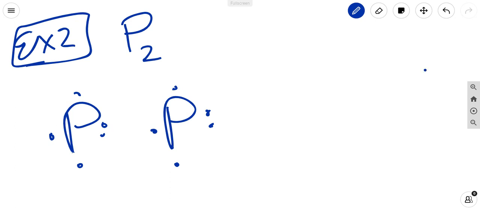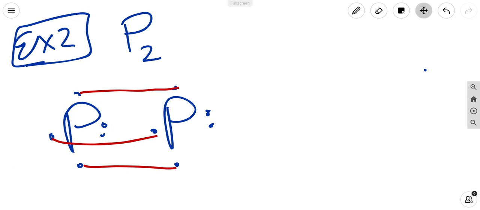So now take a look at each one and think about, well, what does each need to become stable? Well, this phosphorus needs 1, 2, 3. This guy also needs 3. So where are they going to get those 3 from? Well, since they each need 3, they're going to form not a single bond, not a double bond, but they're going to form a triple bond. So they're going to form a triple bond.